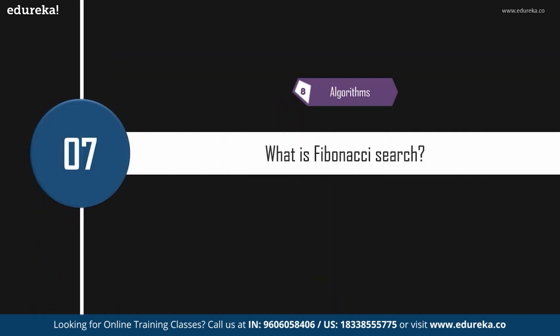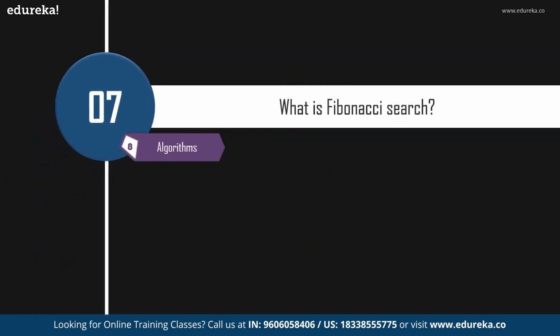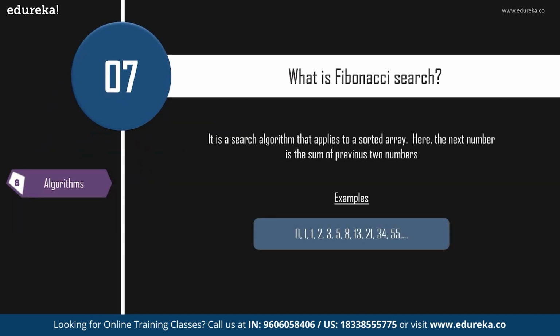What is Fibonacci series? Fibonacci series is a search algorithm that applies to a sorted array. It makes use of divide and conquer approach that can significantly reduce the time needed in order to reach the target element. In Fibonacci series, the next number is the sum of the previous two numbers. For example, the series as shown here on the screen. The first two numbers of Fibonacci series are 0 and 1.